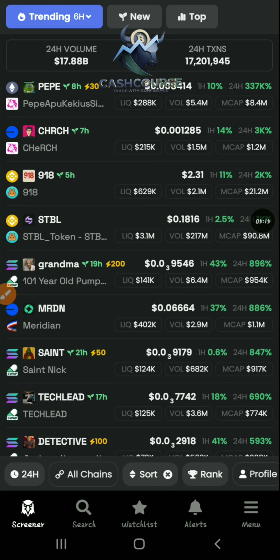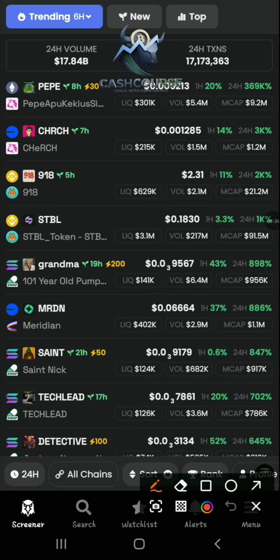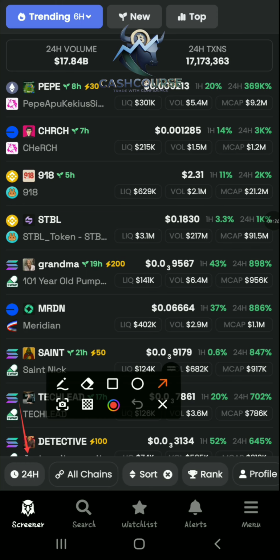Now we're back on Dex Screener to see how the technical analysis indicators we've just learned actually work in the market. The settings or setup are pretty easy. I'm on 24 hours on the setup. This is my 24 hours. My Dex choice is all chains.